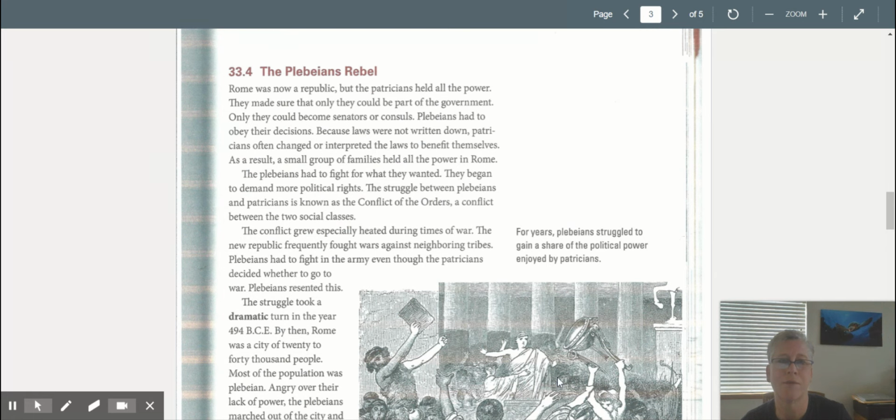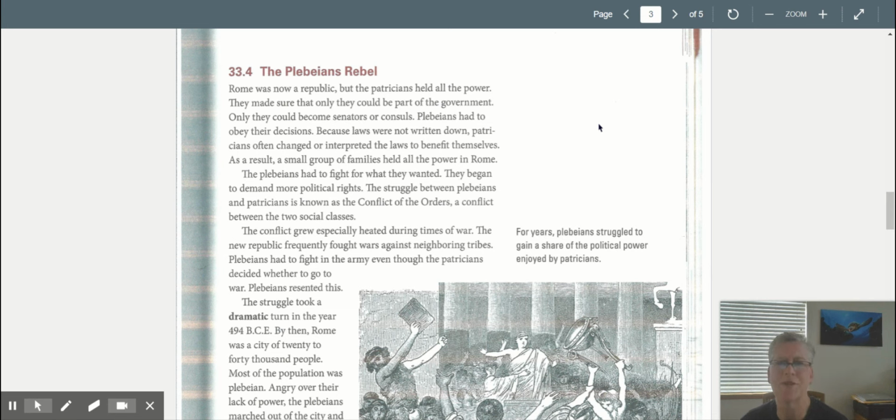And the picture at the bottom, for years, plebeians struggled to gain a share of the political power enjoyed by the patricians. So the plebeians rebel, obviously 95% of the people, and they're not very happy. Rome was now a republic, but the patricians held all the power. They made sure that only they could be part of the government. Only they could become senators or consuls. Plebeians had to obey their decisions. Because laws were not written down, patricians often changed or interpreted the laws to benefit themselves. As a result, a small group of families held all the power in Rome.